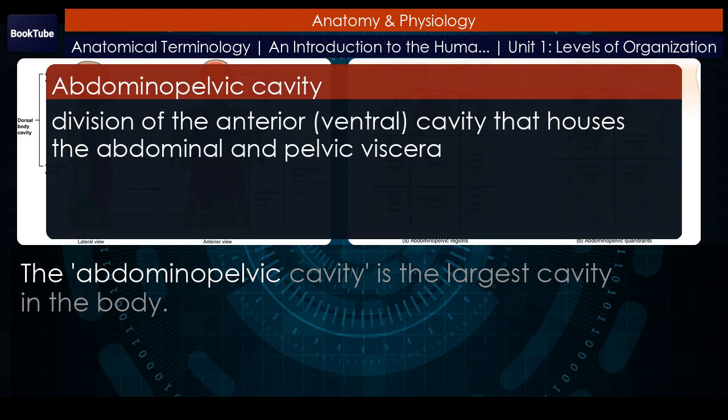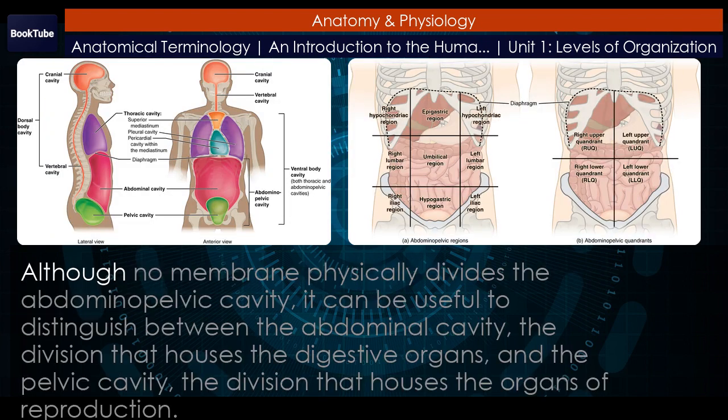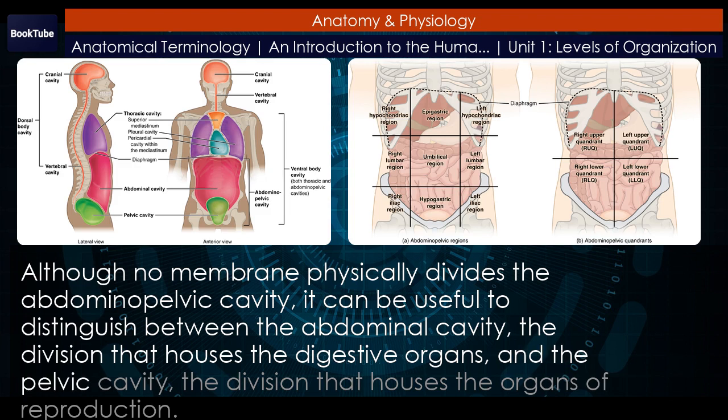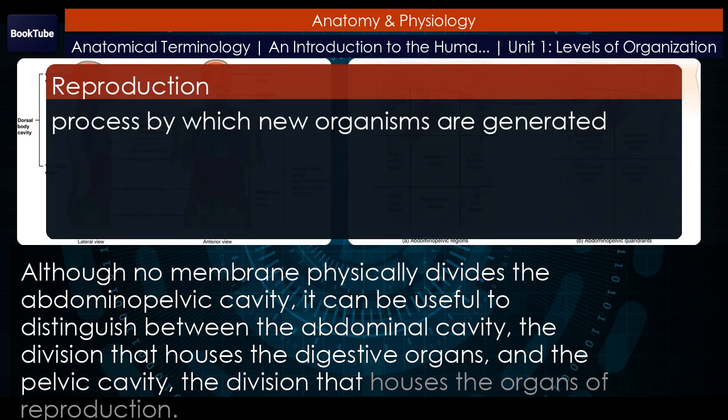The abdominopelvic cavity is the largest cavity in the body. Although no membrane physically divides the abdominopelvic cavity, it can be useful to distinguish between the abdominal cavity, the division that houses the digestive organs, and the pelvic cavity, the division that houses the organs of reproduction.